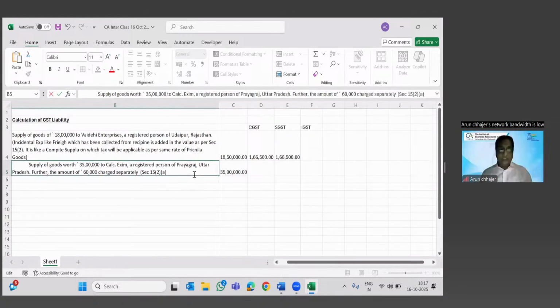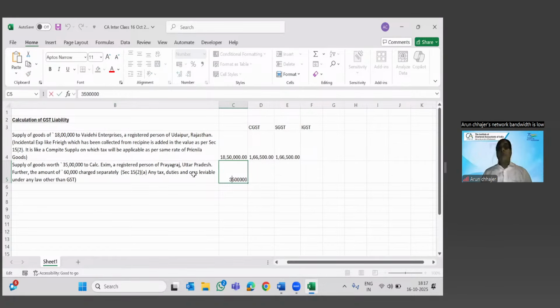Section 15 subsection 2 clause A says that any taxes, duties and cess leviable under any law other than GST should be added in the value. So I will charge the GST on 35 lakh 60,000.